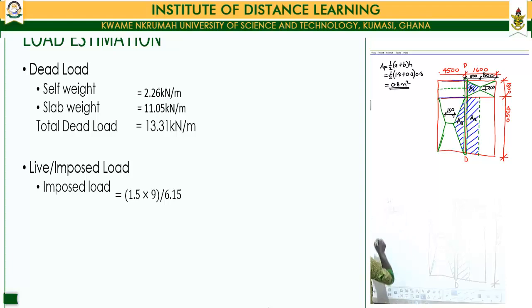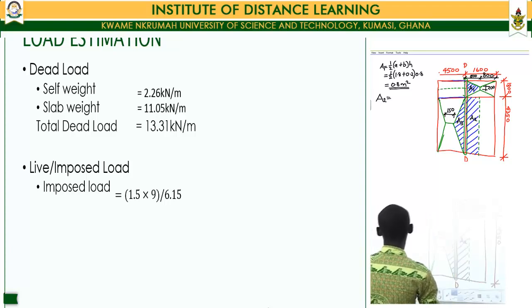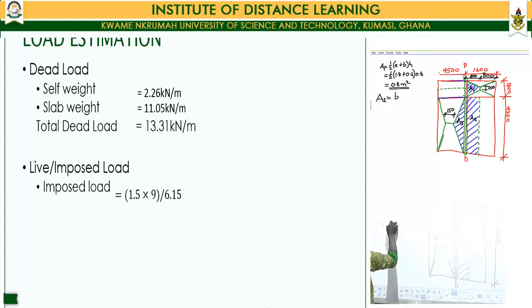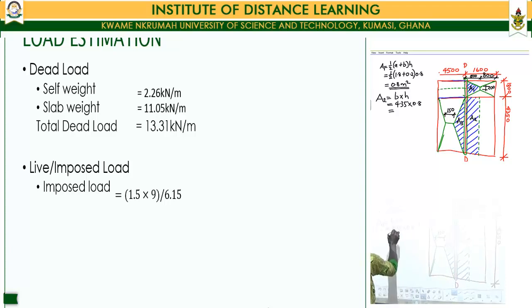When we come to our area 2, it is rectangular in nature with a formula of B multiplied by H, where our breadth is equal to 4.35 multiplied by the height, which has a value of 0.8. Multiplying these two together gives us a value of 3.48 meters squared.